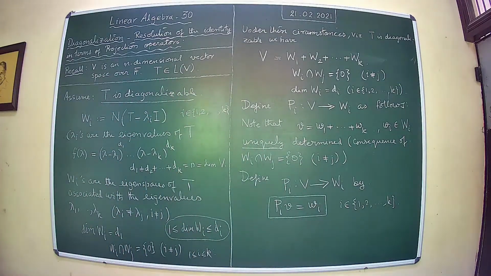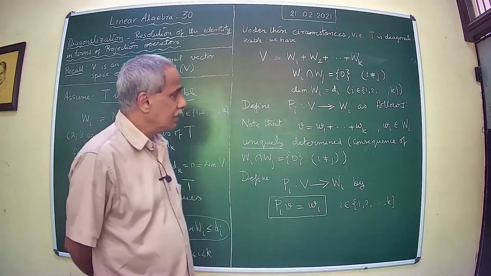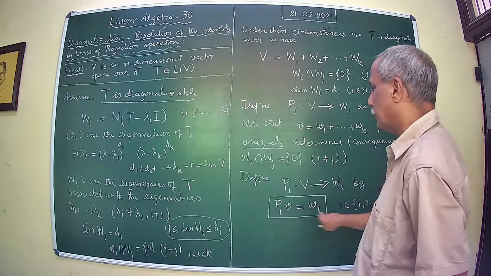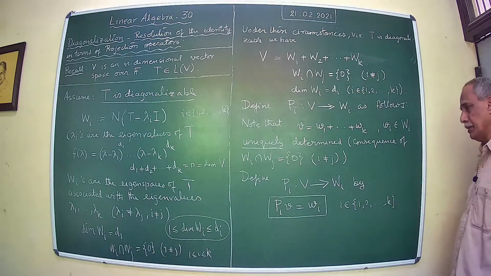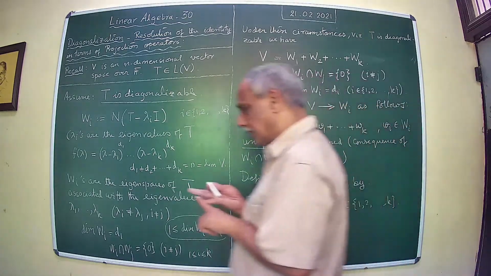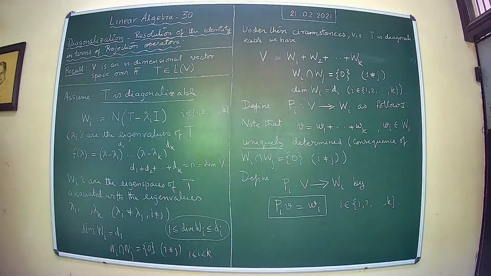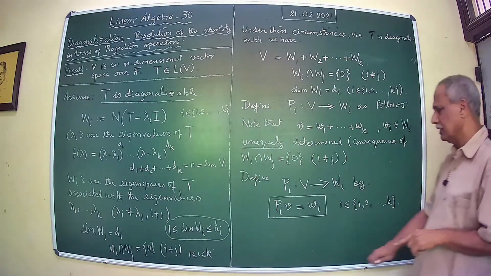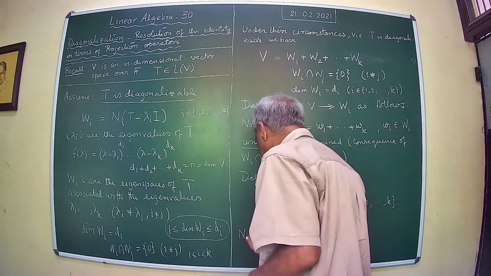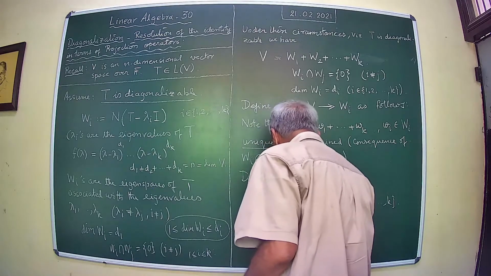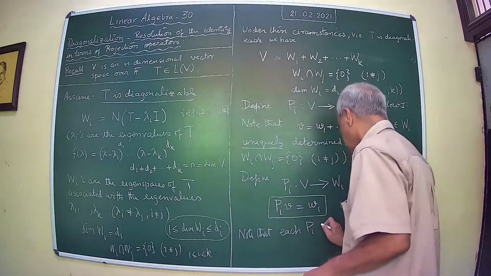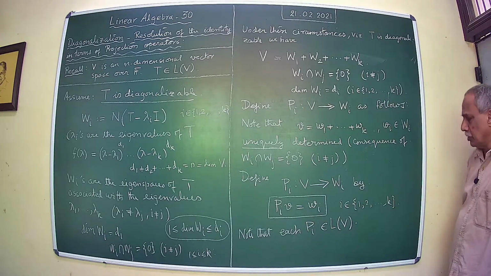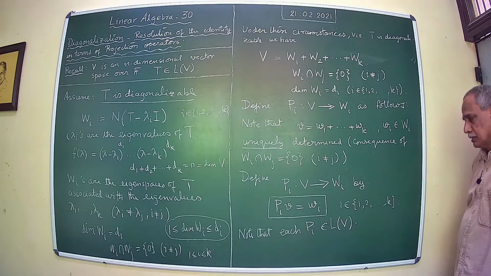Therefore, there are k mappings defined, say P1, P2, etc. Pk defined from V to V. Okay. Now the question that you ask is, what is the nature of this map? Is this also a linear transformation? Okay. So what one can prove very easily without any difficulty is that each Pi belongs to L(V). It's a linear transformation on V.